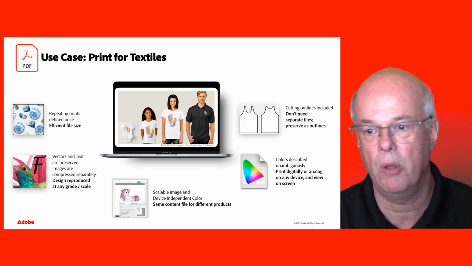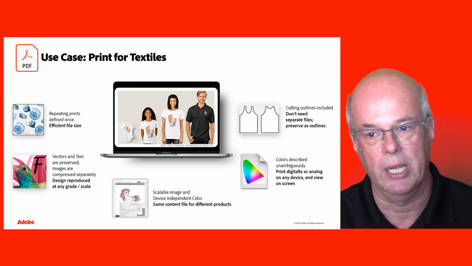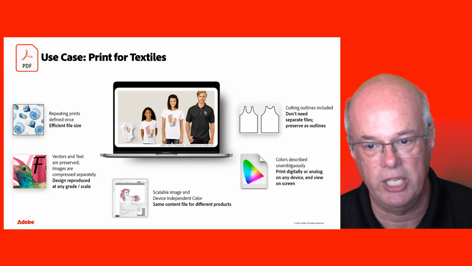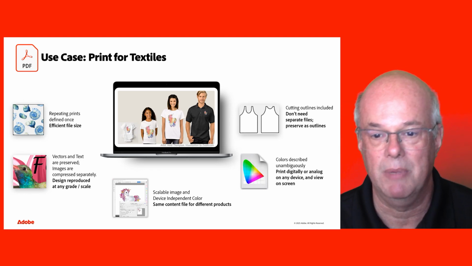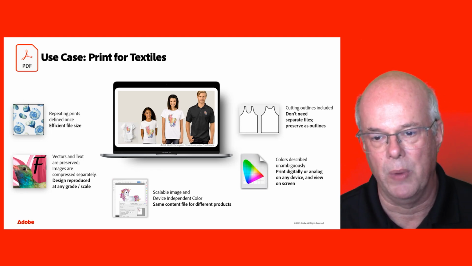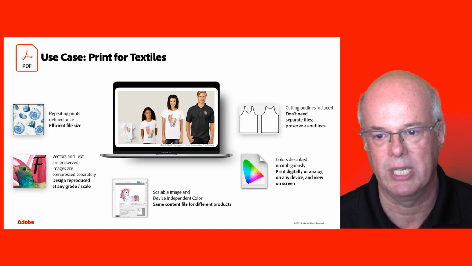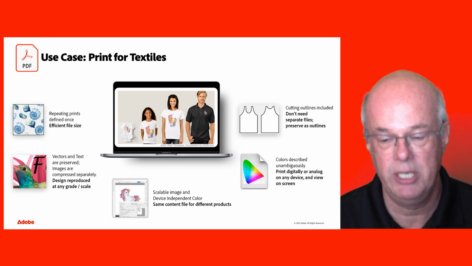Maybe I just want to put it on the pocket of my polo shirt. Maybe I want to use it all over on an adult's t-shirt or on a child's t-shirt, maybe at a slightly different size. I might even want to reproduce it on a baby's onesie. But because we've got all this information in the PDF file, we can reproduce that same piece of artwork at any size. We don't have to go back and redo the artwork to print it on a different type of product.